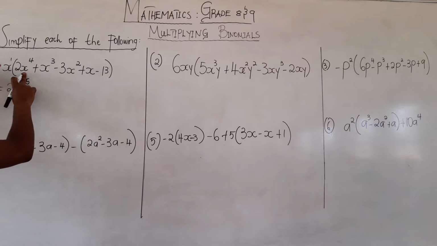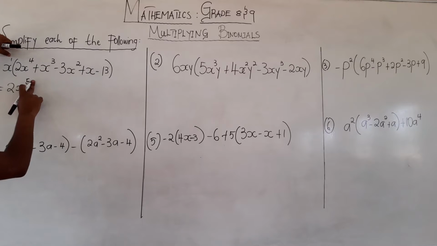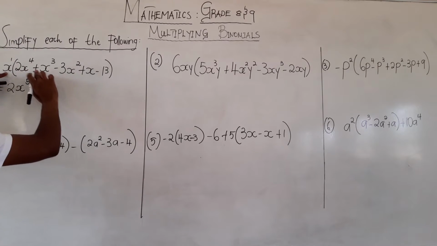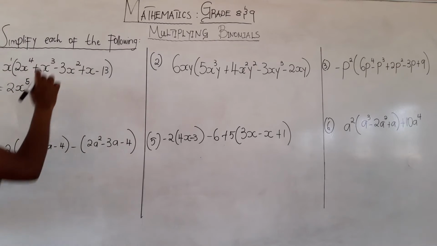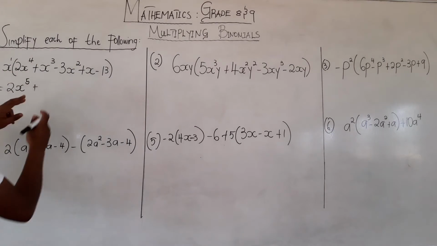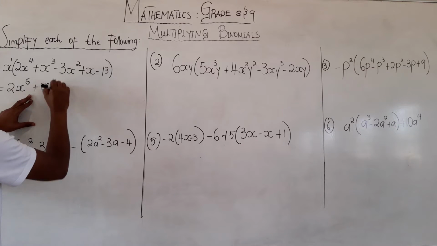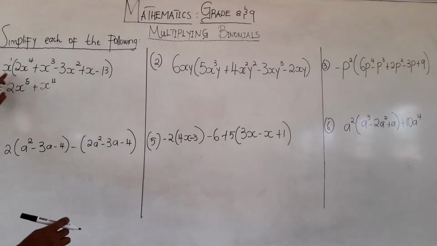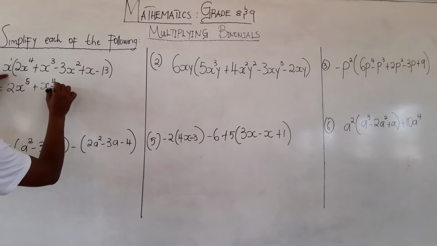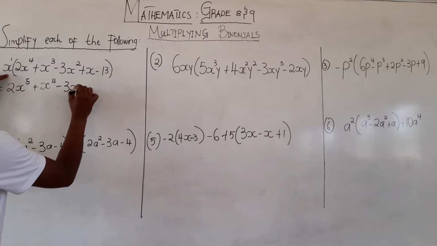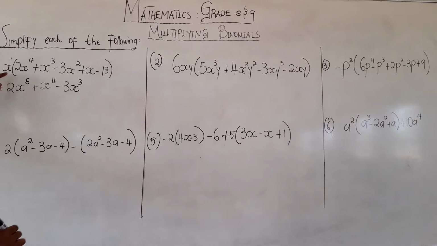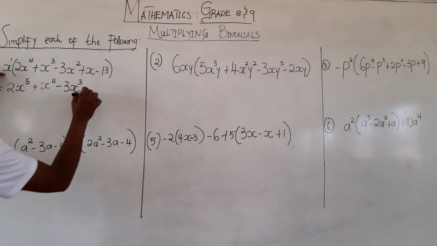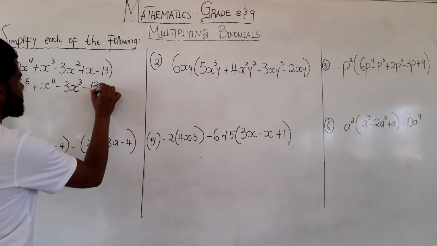The bases are the same, so we add 1 plus 4, which is 5. Plus x multiplied by x cubed. The bases are the same, we add the exponents. Therefore 1 plus 3 will give us 4, so this is x to the power 4. And then x multiplied by negative 3x squared is going to be negative 3x to the power 3. And then x multiplied by our constant, which is negative 13, is going to give us negative 13x.